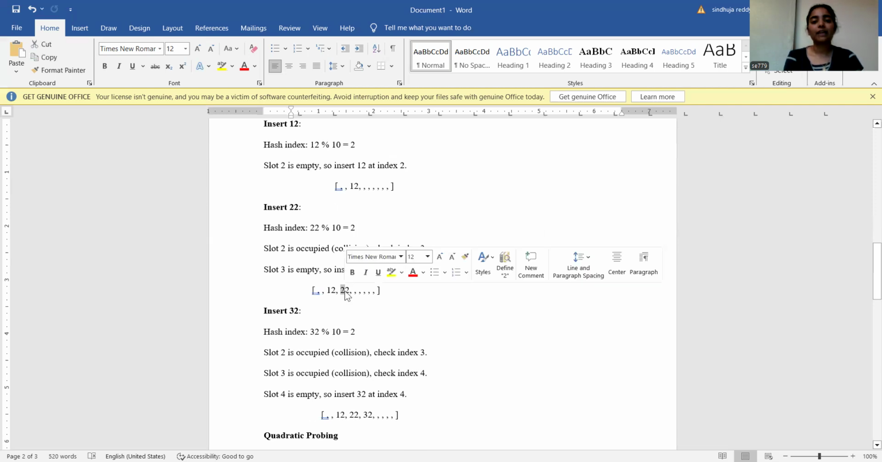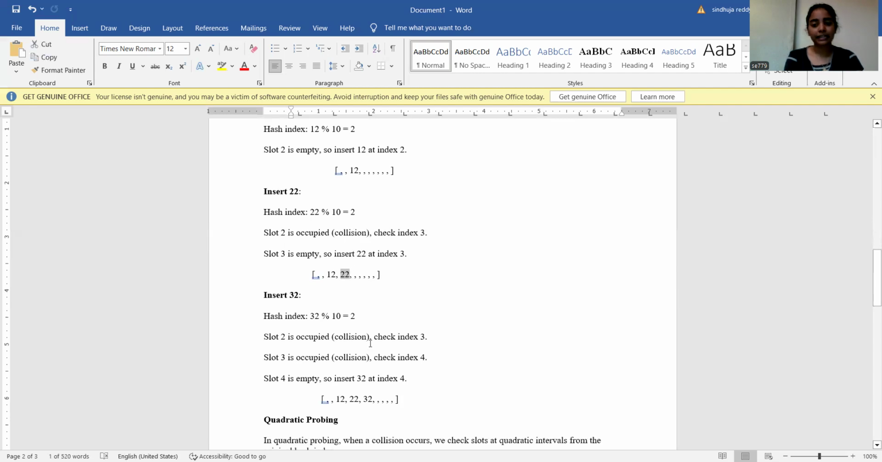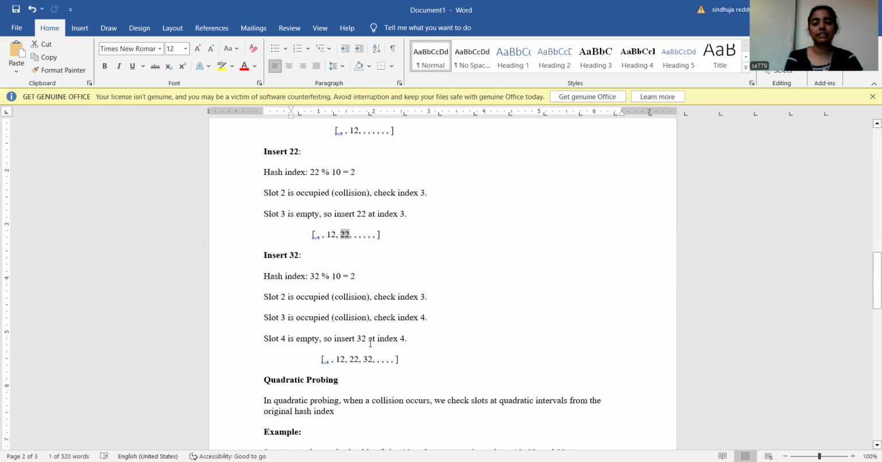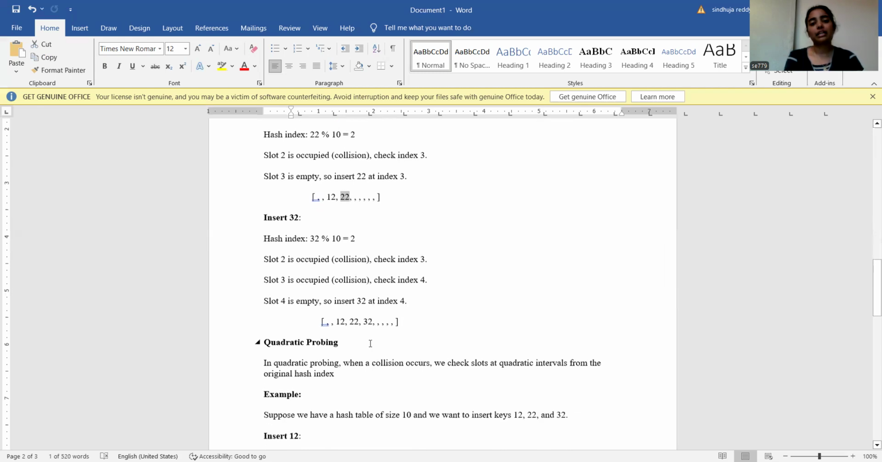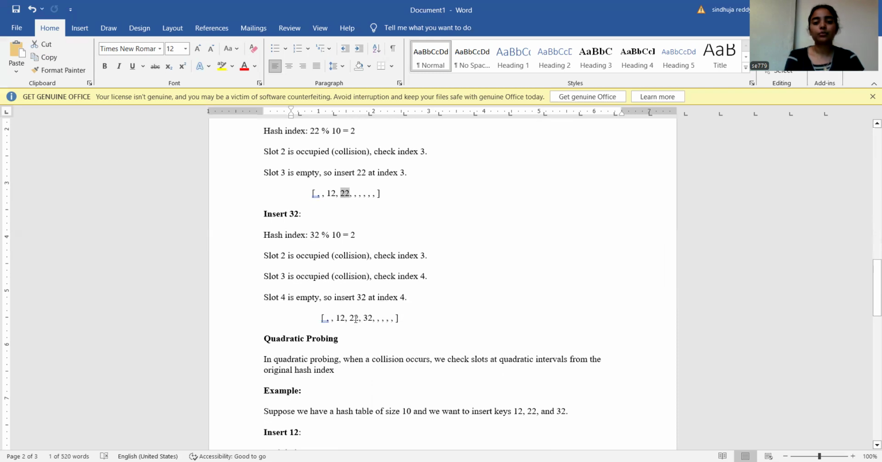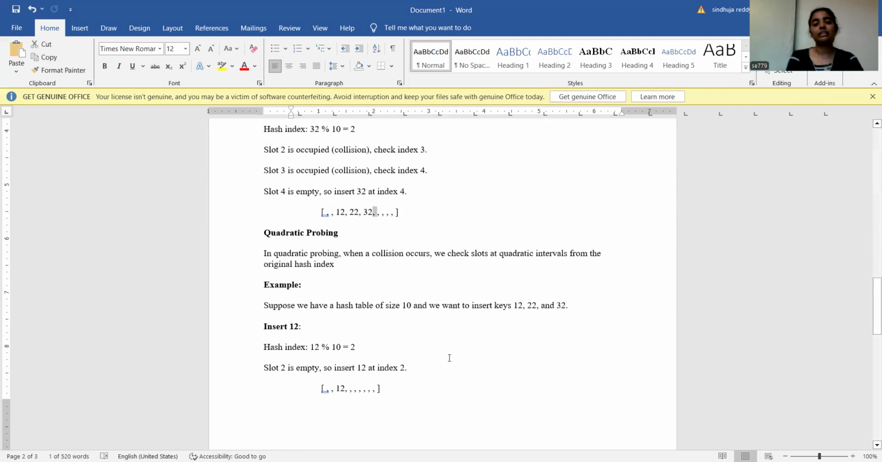For 22, I check the next index, which is 2 plus 1. It is empty, so I place it there. Next is 32, which also comes to the same index. I want to place it there, but it is already filled, so I go to the next index and check. That is also filled, so I go to the next index, which is empty, and I place 32 there. That is what linear probing is.